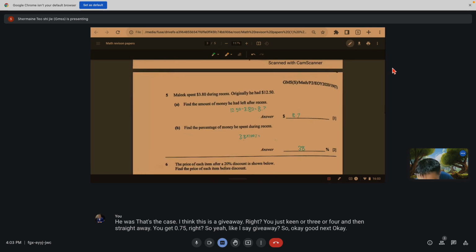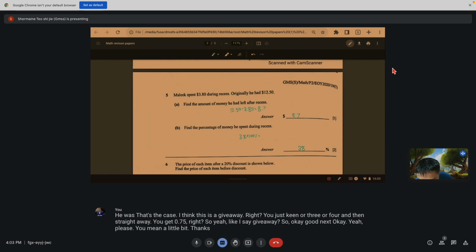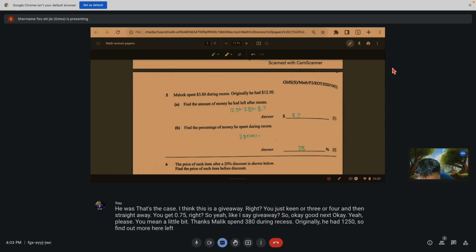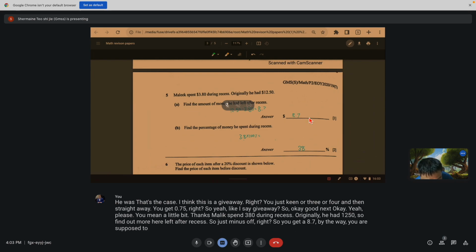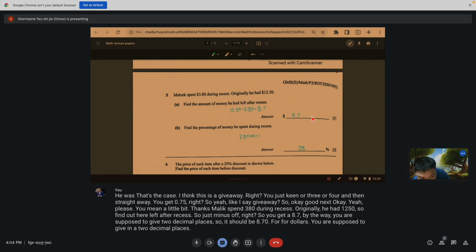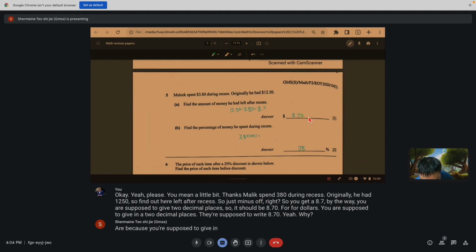Okay, yeah, please zoom in a little bit, thanks. Malik spent $3.80 during recess. Originally, he had $12.50. So find the amount he had left after recess. So just minus off, right? So you get 8.7. By the way, you are supposed to give two decimal places, so it should be 8.70. For dollars, you are supposed to give two decimal places. You are supposed to write 8.70. Yeah. Why? Because you're supposed to give it in two decimal places.